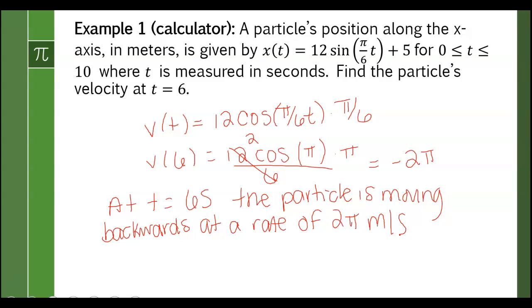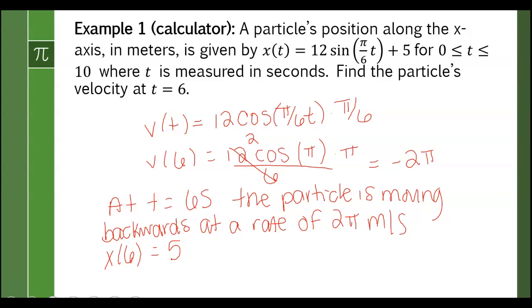When do you know, I always get confused, when it's moving away from the origin. So, I actually would not know if this is moving toward or away from the origin without looking at its position. Okay. So, if I wanted to know that, I would need to know x of 6. So x of 6 in this case, sine of pi is 0. So then it's 5. So x of 6 is equal to 5.